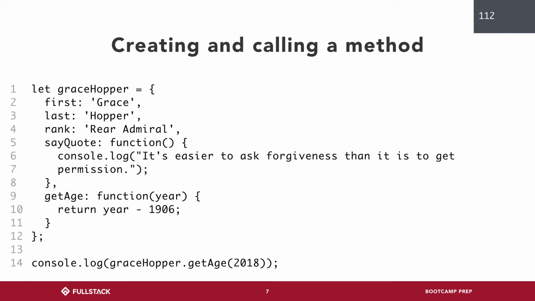Yes. Math. It's going to give us 112. And the reason it's going to give us 112 is because we're passing in 2018. A method, exactly like a function, just happens to be associated with an object. So if we gave this 2006 instead of 118, we would get 100. If we just had nothing in there, would it return undefined?